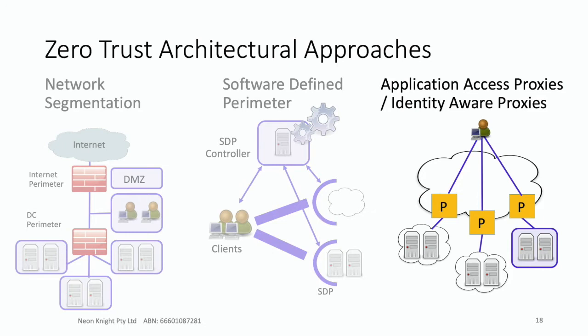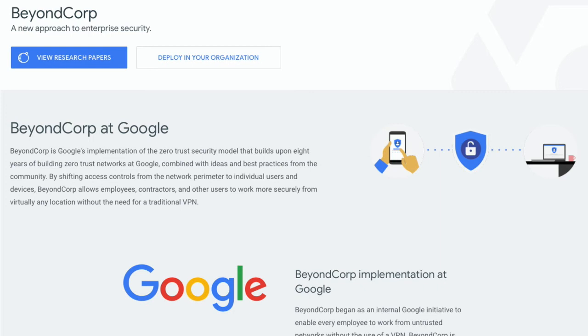The third general architectural approach is application access proxies, also known as identity-aware proxies. The poster child for this approach is Google's BeyondCorp. Akamai are also people who have done a substantial deployment based on this approach as well. The key point is that there have been some successful large-scale deployments utilising this approach. In terms of information, Google has provided some very good information in terms of research papers on how they deployed it.